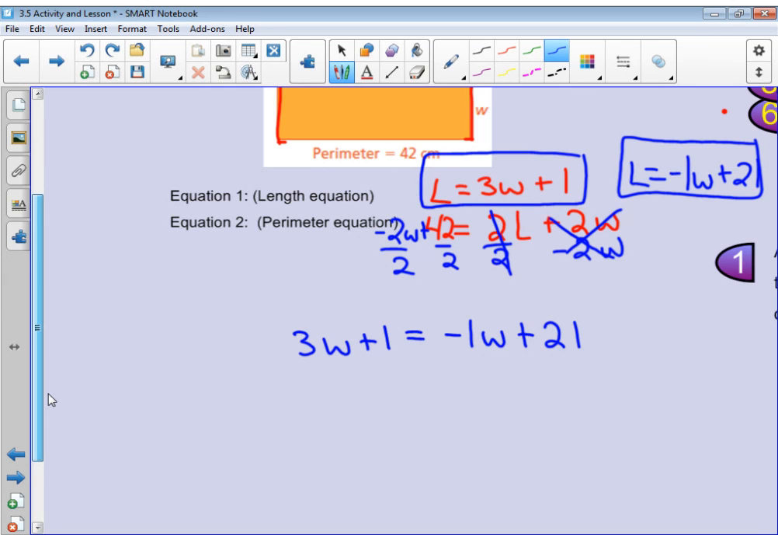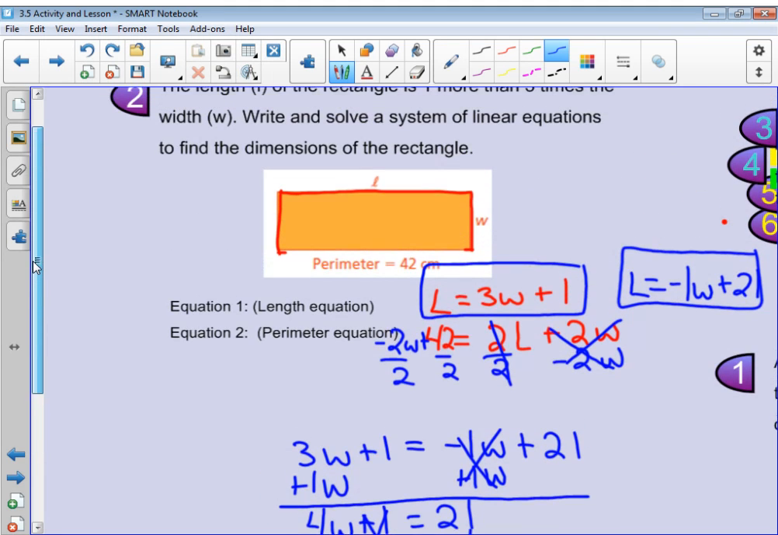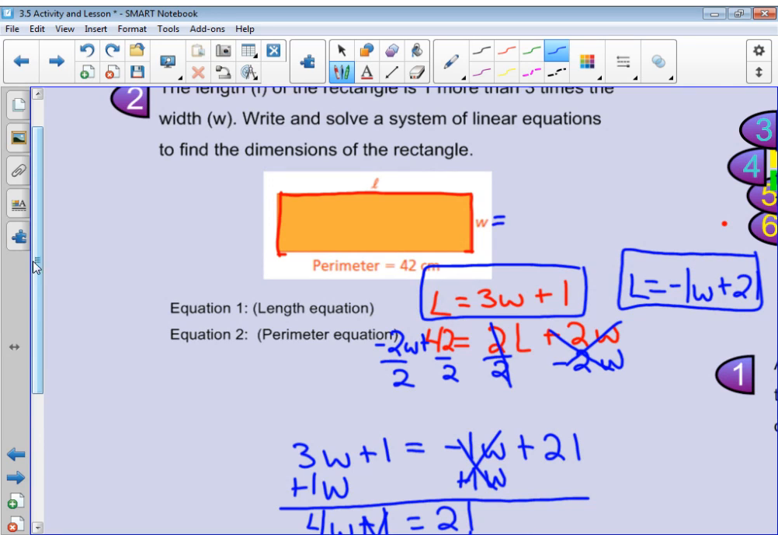Okay, so now to solve for W, we would go plus 1W to get rid of it. So we have 4W plus 1 equals 21. So minus 1, 4W equals 21 minus 1 is 20. So divide by 4. Divide by 4. We just found out the width is 20 divided by 4, which is 5. So the width equals 5.